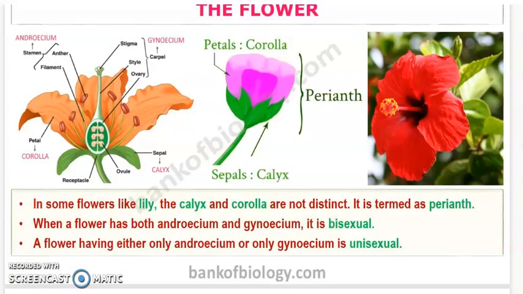I hope you are clear with the different parts of the flower, and these different parts are seen in different ways in different plants. In some flowers like lily, the calyx portion and the corolla portion are not distinct. It means that, as we see in this picture, they are not separated from one another in flowers like lily. So petals and sepals are not distinct. Distinct means they are kept separate from one another. An example of such a flower is the lily.